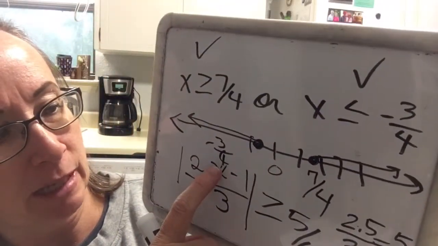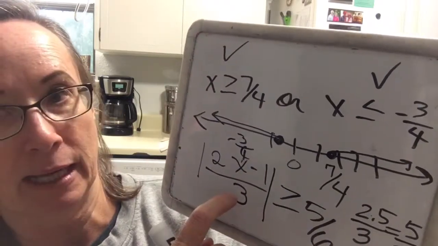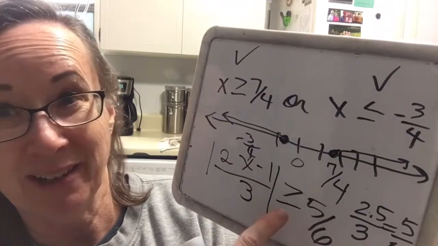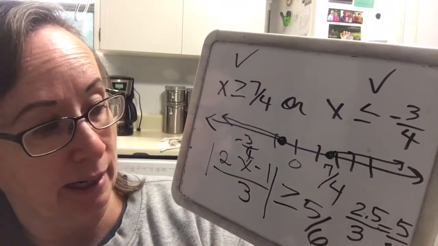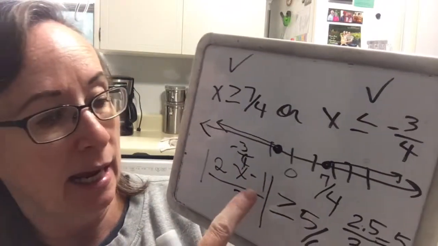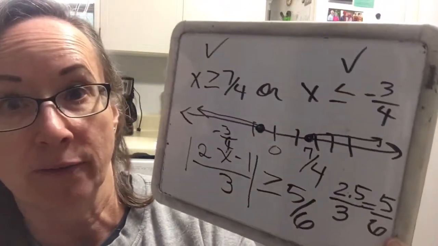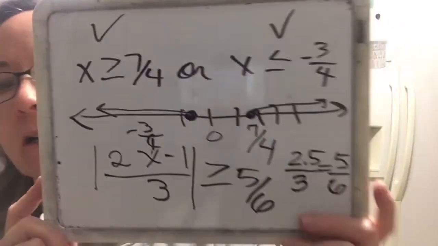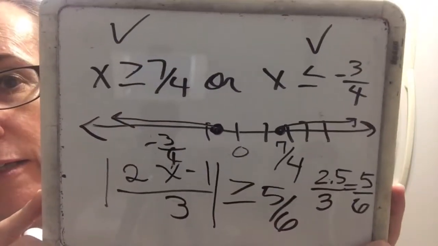So if I plug in a 0, I get -1 over 3. Absolute value is +1 over 3. Greater than or equal to 5 over 6. Well, 1 over 3 is the same thing as 2 over 6. And 2 over 6 is not greater than 5 over 6. So 0 doesn't work and 0 shouldn't work. So we have graphed it correctly.